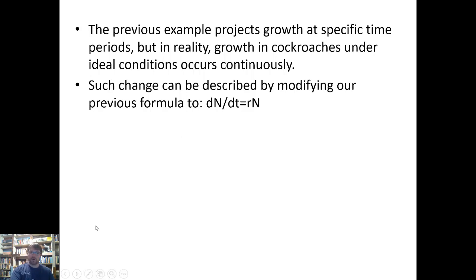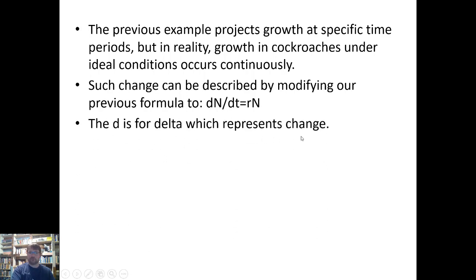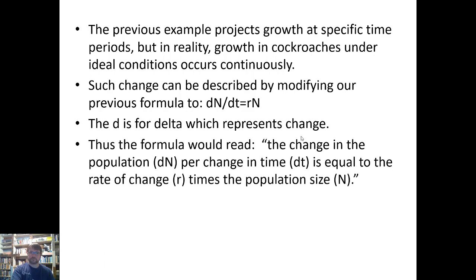So when we're talking about that original equation, exponential growth rate, this is another way to write it. You can just write dN/dt = rN. D is delta, which means change, and N is your population. t is whatever time you're talking about. r is your rate of growth times the population. So the change in population per change in time is equal to the rate times population size. That's how you can rewrite the exponential growth equation, and that's probably the equation that you should use: rN.